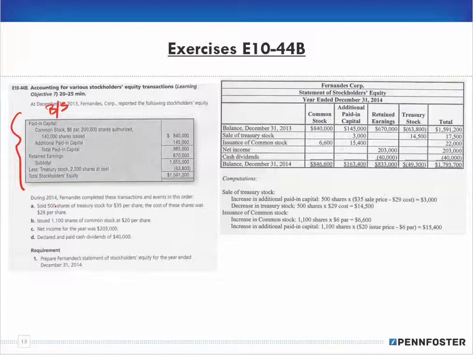He sold 500 shares of treasury stock at $35 per share. The cost of these shares was $29 per share. Issued 1,100 shares of common stock at $20 per share. Net income for the year was $203,000. Declared and paid cash dividends of $40,000. Now, notice the requirements. It says prepare the statement of stockholders' equity for the year ended December 31st.